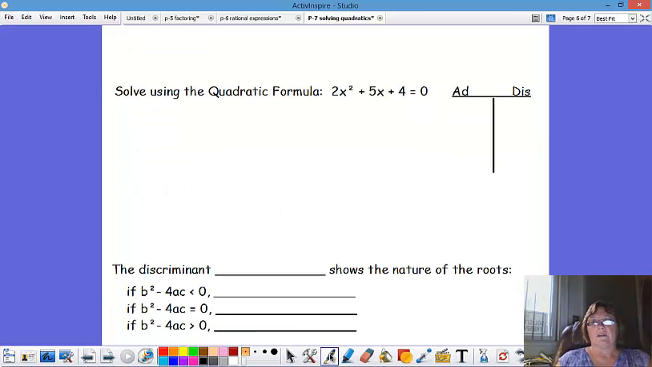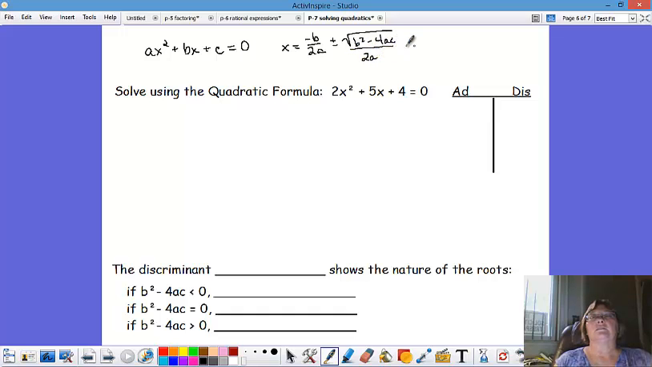Today is the quadratic formula, which many of you will remember. It works for any quadratic that's in the format ax squared plus bx plus c equals 0. The formula says that to find a root or a solution, x will equal the opposite of b over 2a plus or minus the square root of b squared minus 4ac all over 2a.